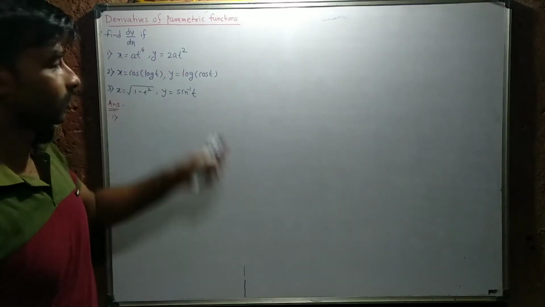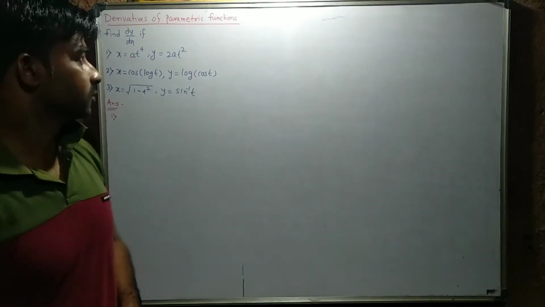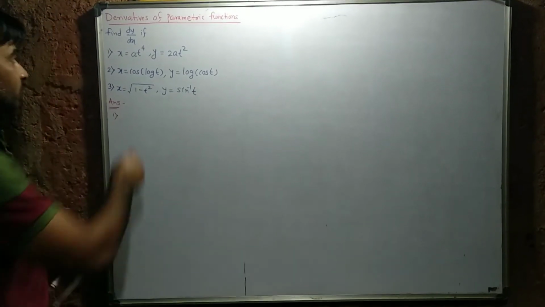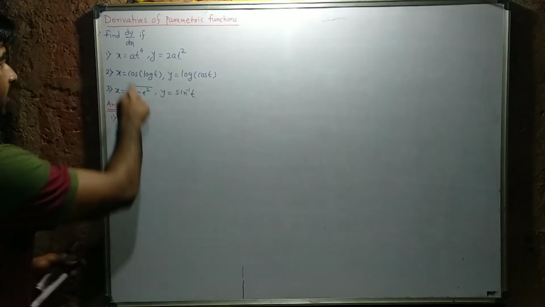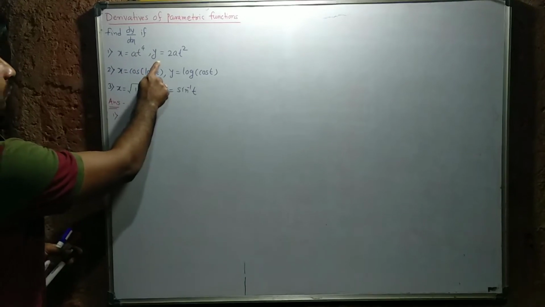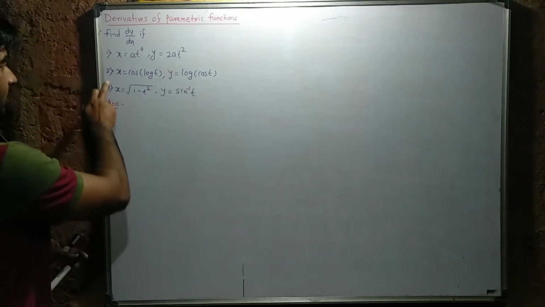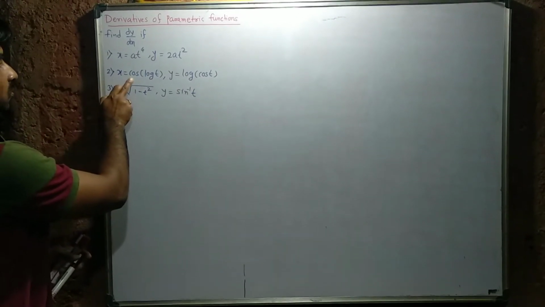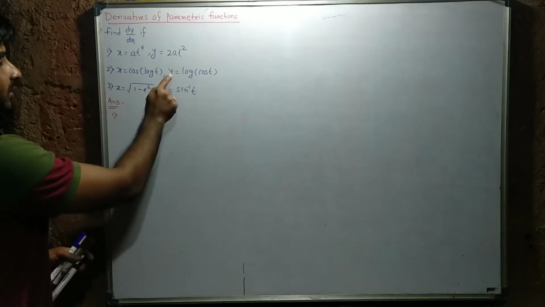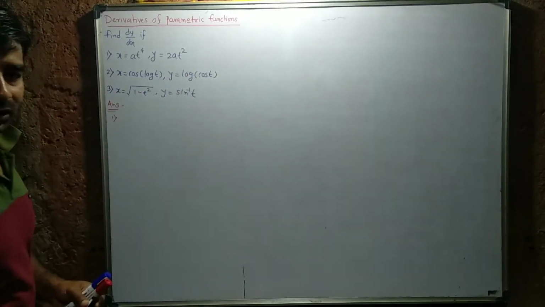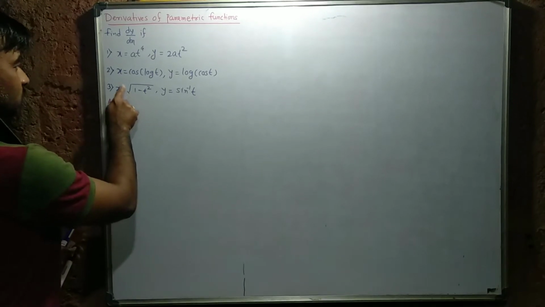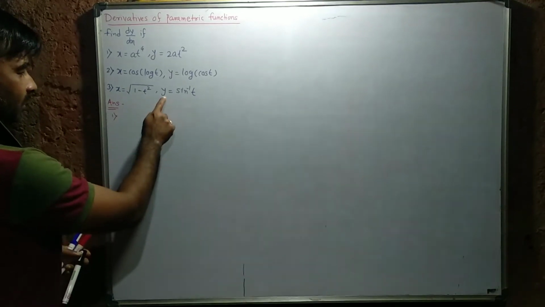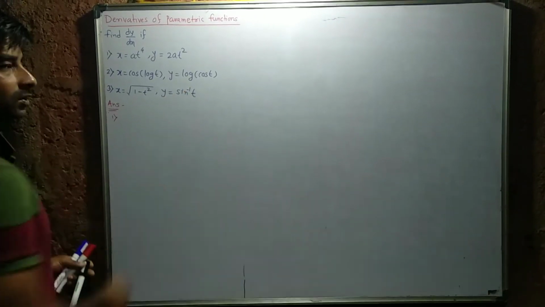Right now we are going with the derivatives of parametric functions, and here we want to find out dy by dx if x is equal to at raised to 4, y is equal to 2at square. Second example is x is equal to cos log t and y is equal to log cos t. And third one is x is equal to square root of 1 minus t square and y is equal to sine inverse t.